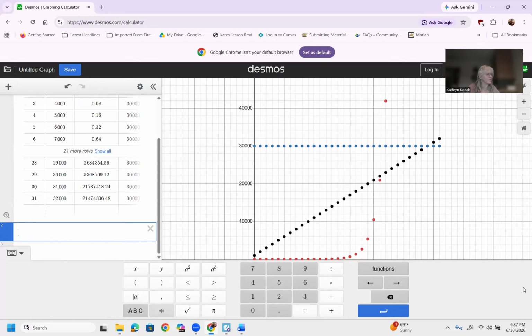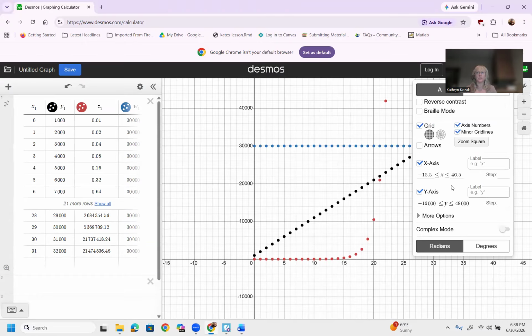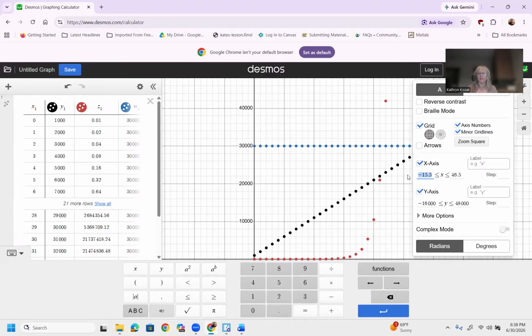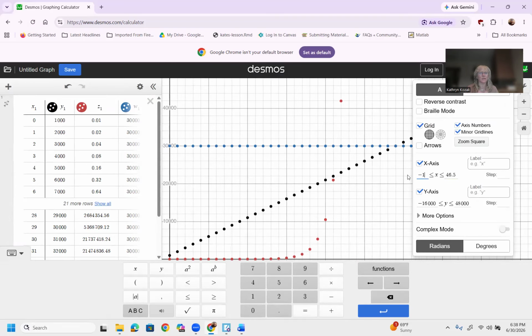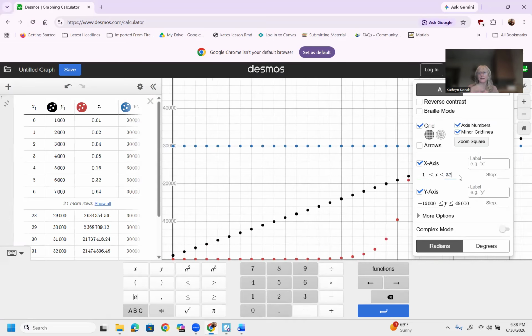And that's where those practical range and practical domain help me. I also don't need any negatives here because we're starting at 0 and we're going to 31. So I can click on the little wrench and take my x-axis. I like to see the x-axis a little bit, so I put in a -1 to start with, and I'm going to go up to 32, just so I can see the last bit of it.